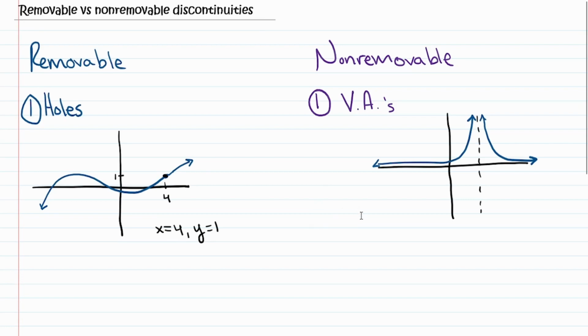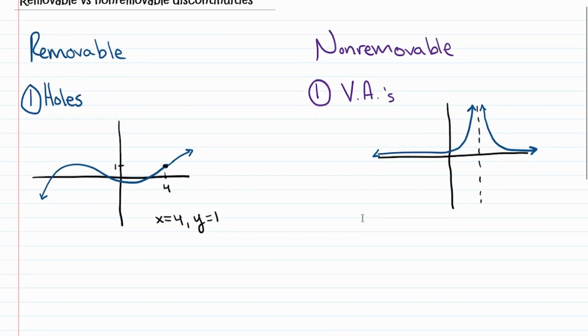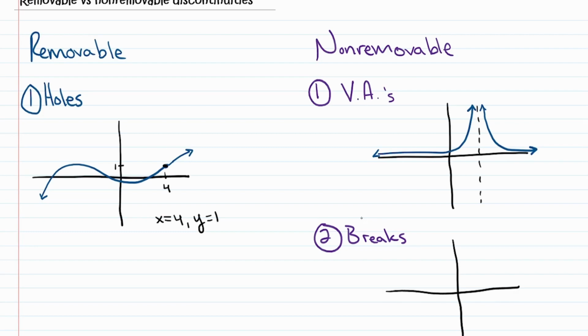The second kind that you want to know are going to be breaks in a graph. What this looks like is, instead of just having a little hole, there's a big vertical chunk that's missing. For example, these usually happen in piecewise functions or in something like the absolute value of x over x.